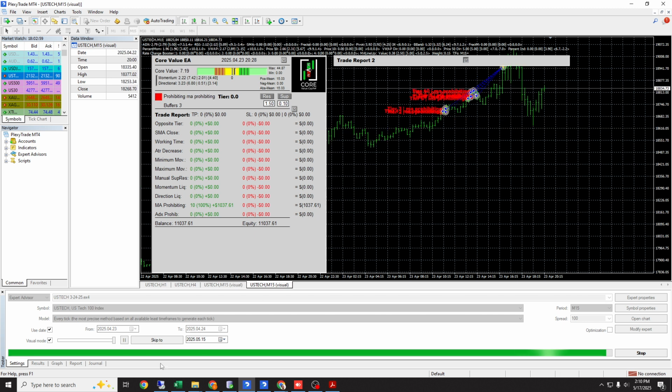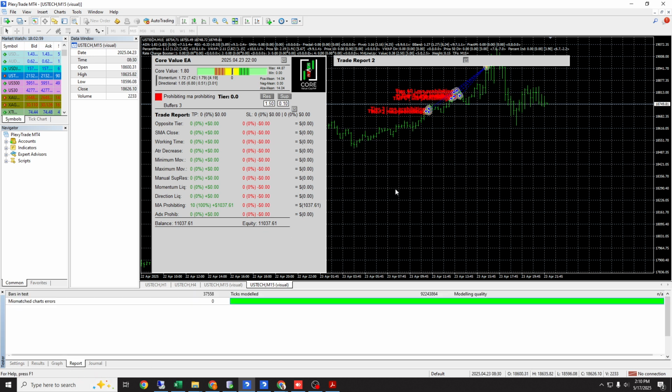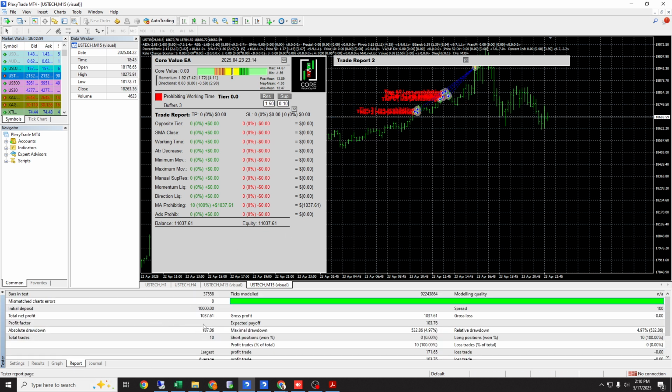Let's just skip to this and finish the day off. We ended up with a profit of $1,037.61 on an initial deposit of $10,000 because of our MA prohibiting indicator.